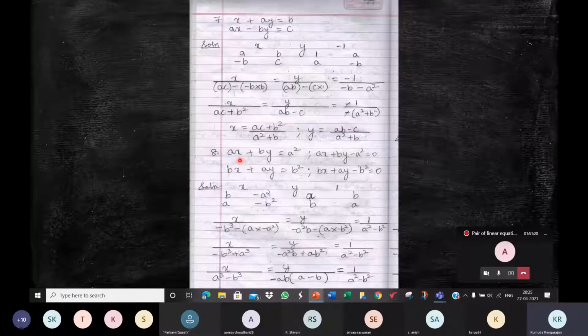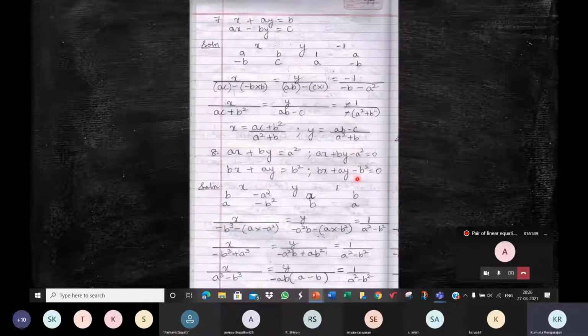So talking about this question. These are the 2 equations, children, what I've written here, one below the other. Ax plus by is equal to a square. Bx plus ay is equal to b square. These are the equations given. But just for a change, we are trying to solve it by having all the terms on one side.